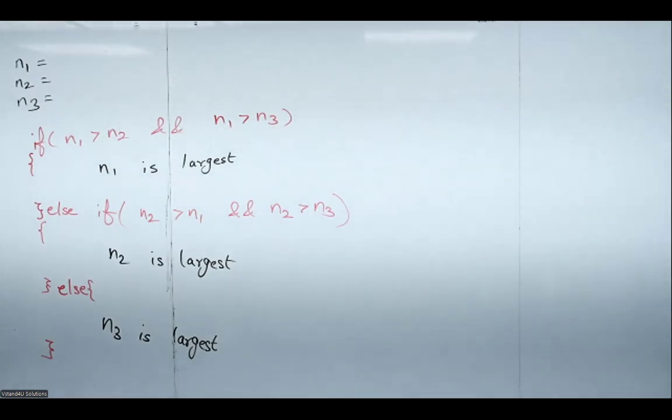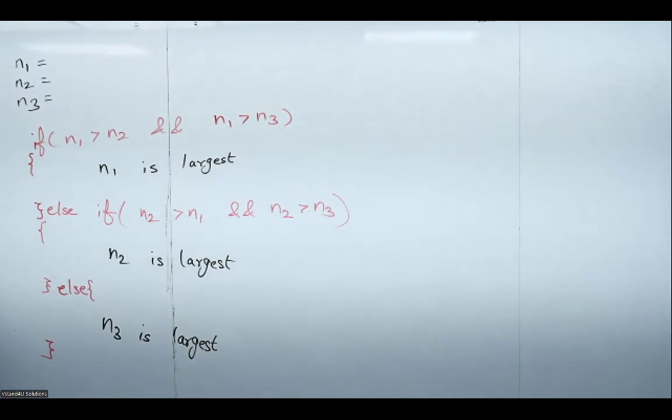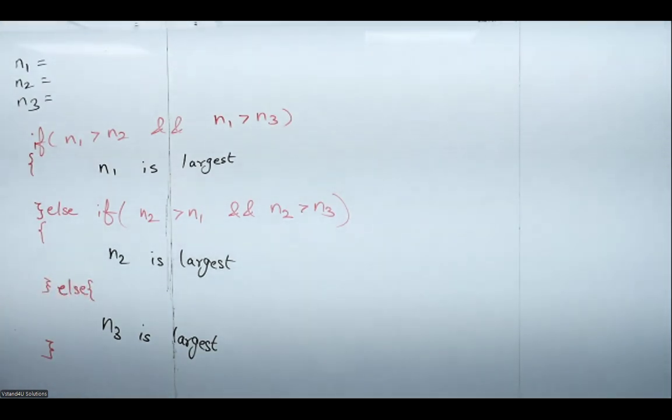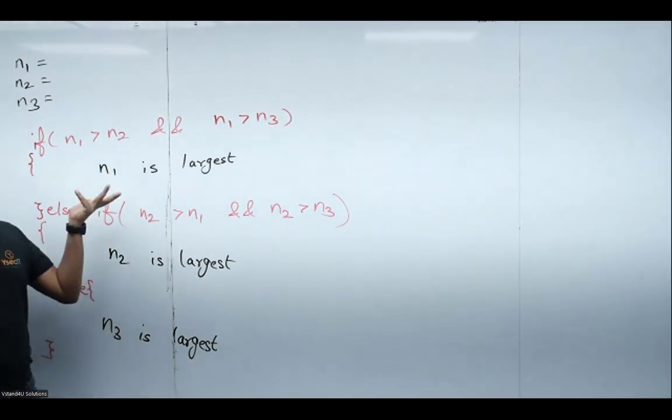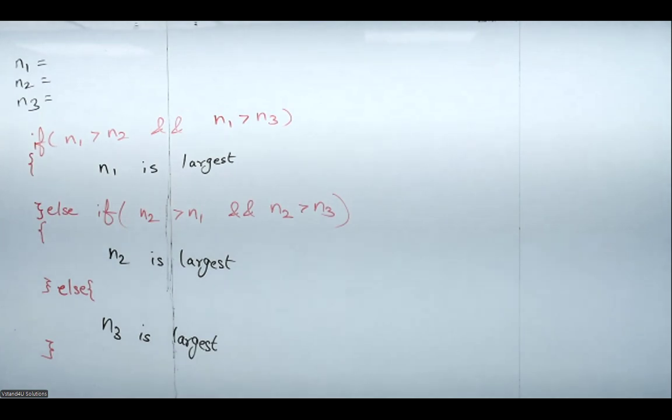Largest of three numbers twice came, right? It should be smaller. Sorry, typo is there. I hope you correct it. No big deal. Logic wise, easy. Moving next.